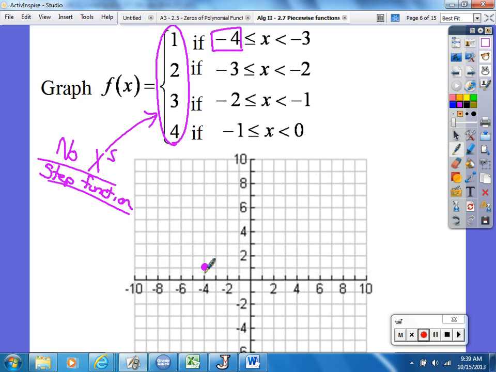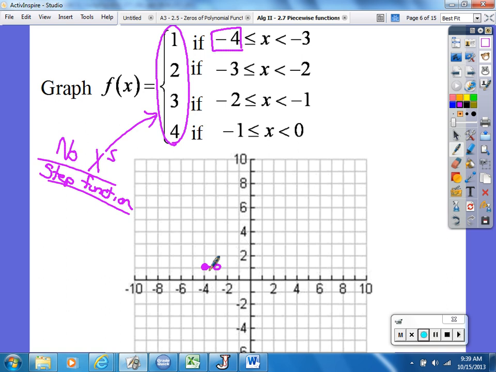Okay. Well, what x value does this end at? -3, right? And it's still what y value? 1. So I'm going to go to -3 up to 1, but I'm going to put in an open dot this time. And then I'm going to just connect them. Connect those two dots, and that's my first step. Does that make sense?